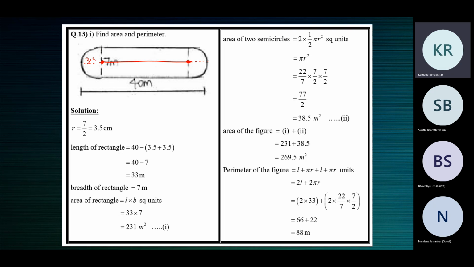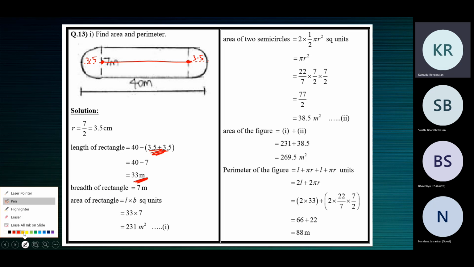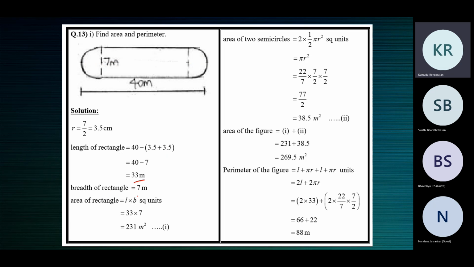What do you have here? 3.5. What do you have here? 3.5, because that's a radius. So the full length 40 minus 3.5 on both the sides. That is, you're taking away 3.5 two times from either side. So 33 meters is the length of the rectangle. So now we have the length and breadth of the rectangle.